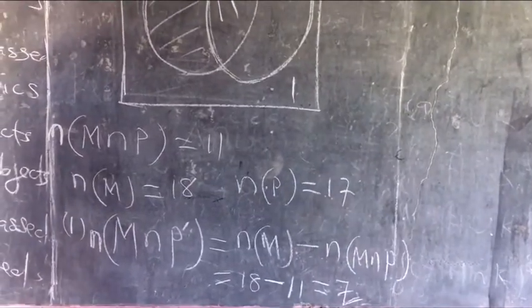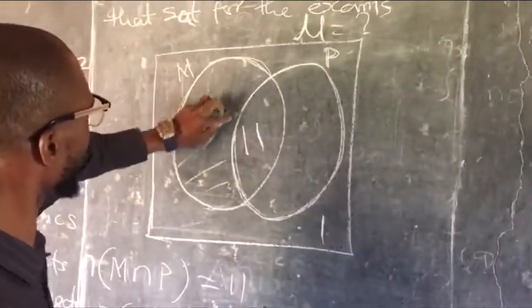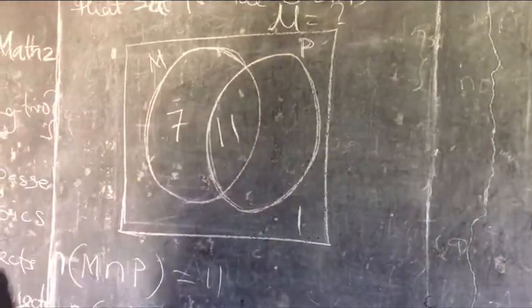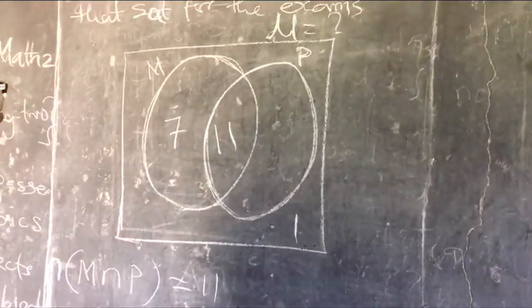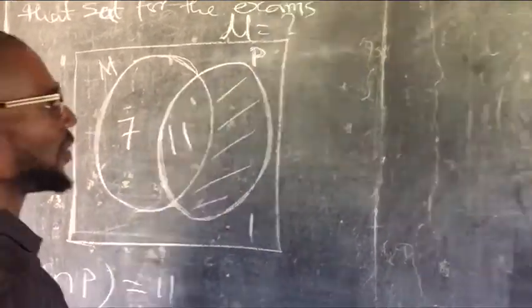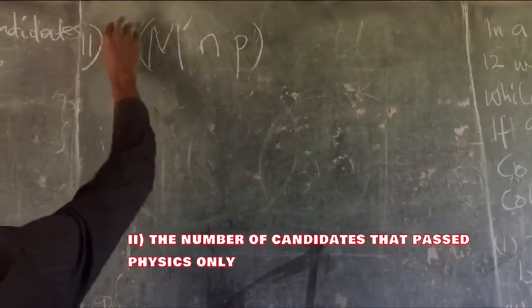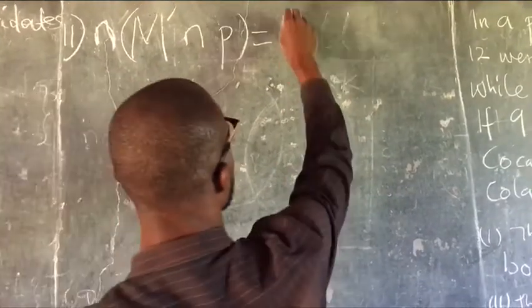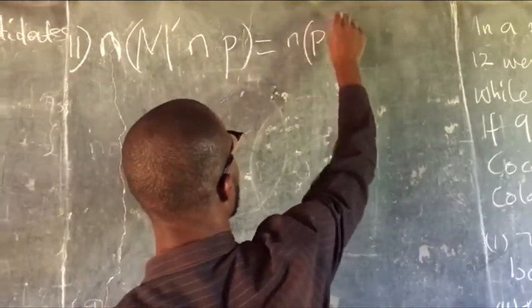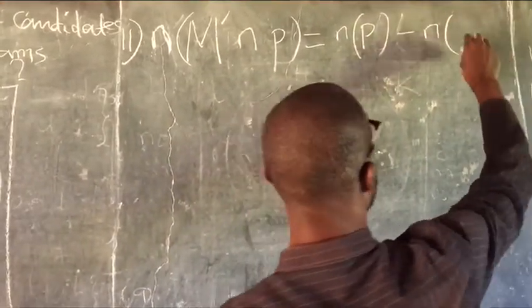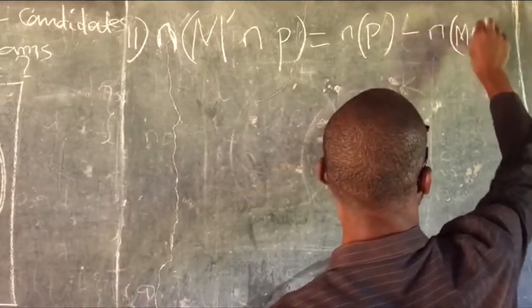And then the next question na the same thing. So we can find the numbers. So this one are 7 now. Abi? Then you say make I find the number of elements wey dey here. So this one will still give me the cardinality of P minus the cardinality of M intersect P.